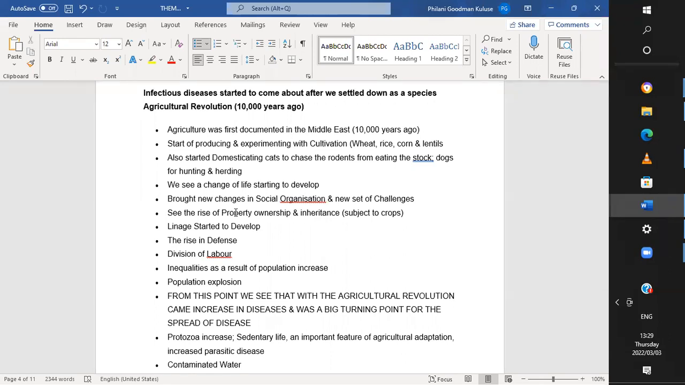Agricultural revolution, yes, 10,000 years ago, more than 100 years ago. Agriculture was first documented in the Middle East 10,000 years ago. So the transition, the introduction of agriculture, is not a one-day process, but it became a part of the evolutionary process, changing, trying to adapt to new ways.